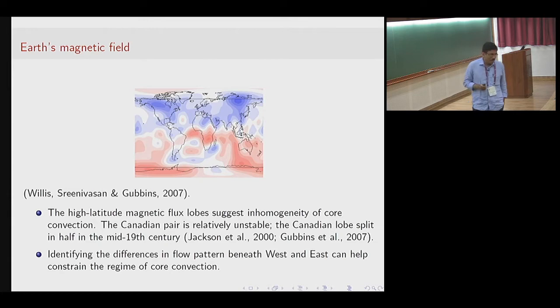So we thought that it is essential to understand the difference in the flow patterns which might be happening in the Earth's core that would give rise to such a dichotomy between the east and the west hemispheres of the Earth.